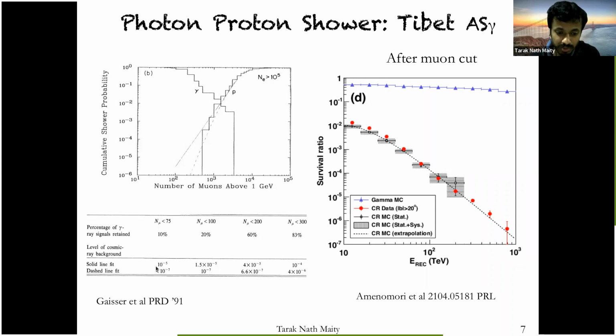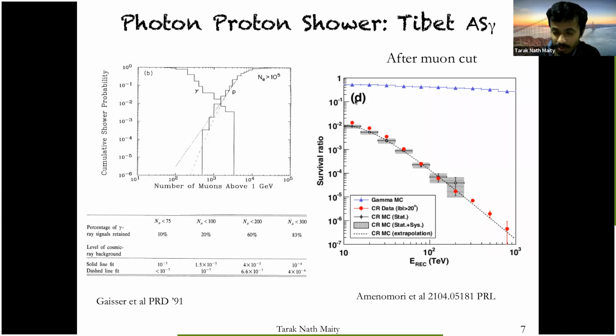So what you essentially want to do is keep most of your gamma ray flux and get rid of the cosmic ray or the background proton flux. So for that, you need to put the optimized cut. Once you put the optimized cut, you get rid of most of the proton, and what you are essentially left with is a gamma ray flux. So that's what Tibet does.